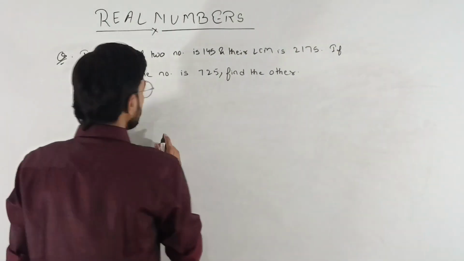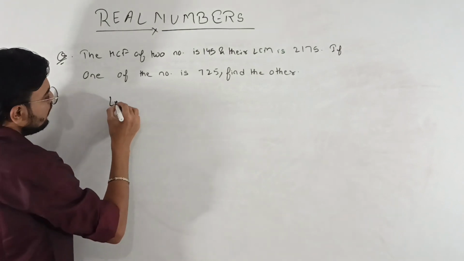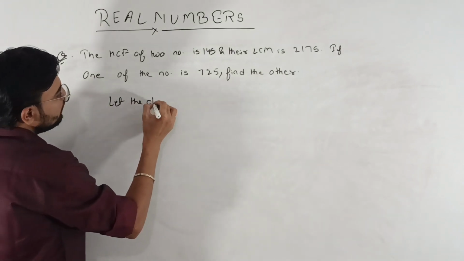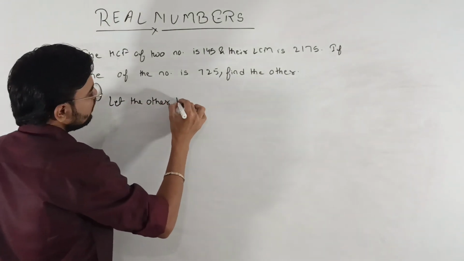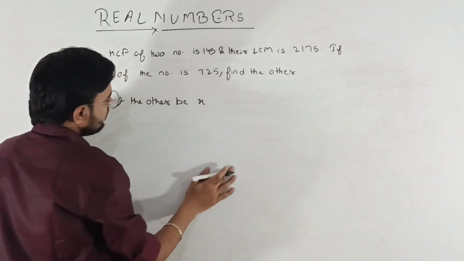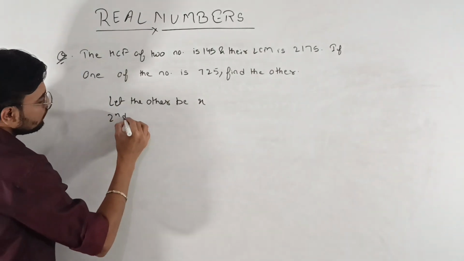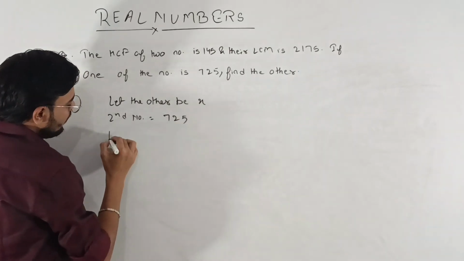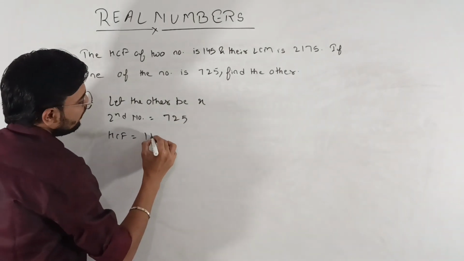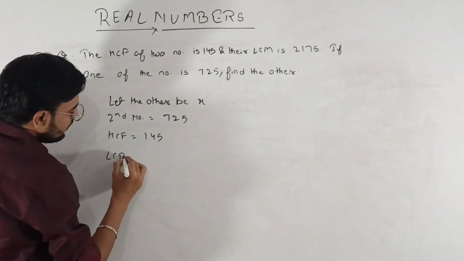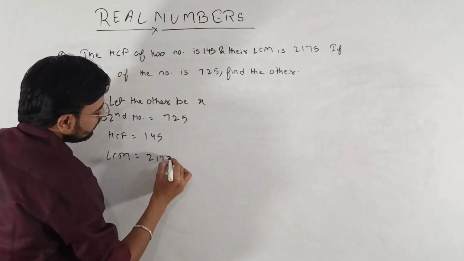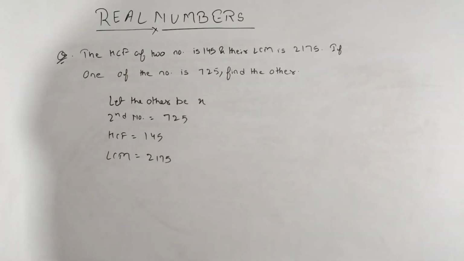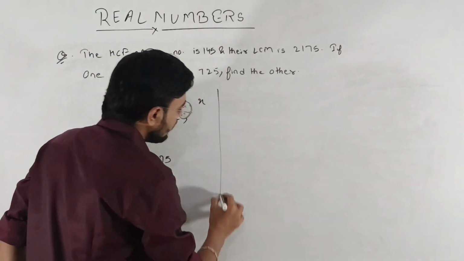Okay. So for this, first we let the other number be x. The second number is 725. HCF is 145 and LCM is 2175. Okay. Now we know the relation. What is the relation between LCM and HCF?